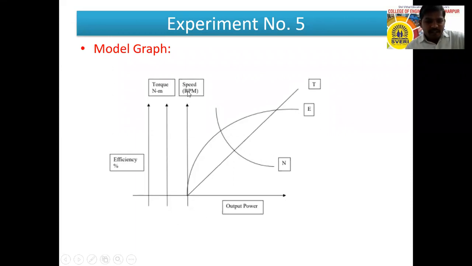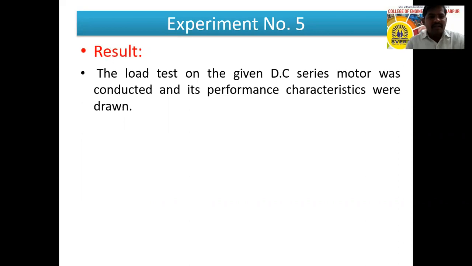And we see the speed versus output power. As the output power increases, the speed of the DC series motor decreases. Speed काय होते, decrease होते. So you people want to determine these characteristics. Okay, see, and lastly we will write the result.